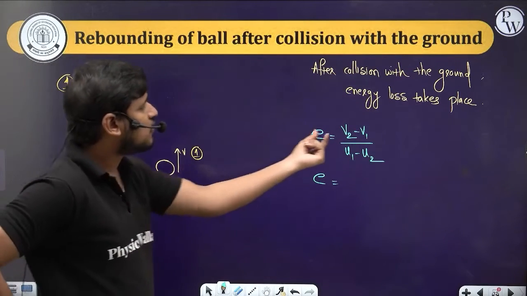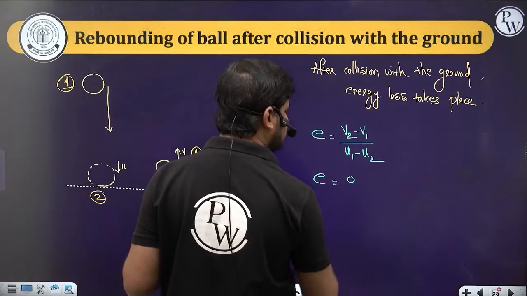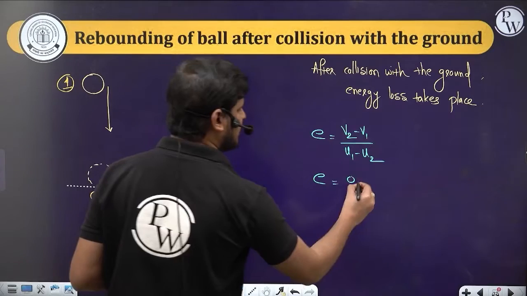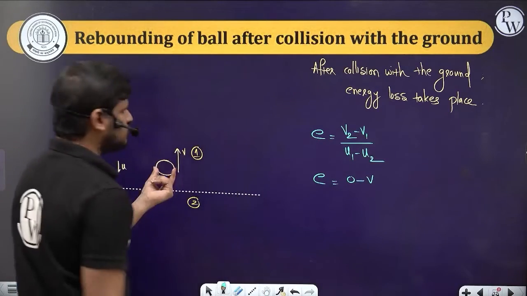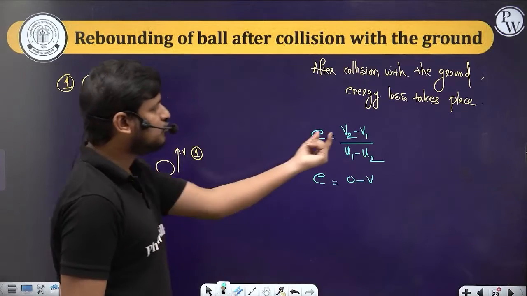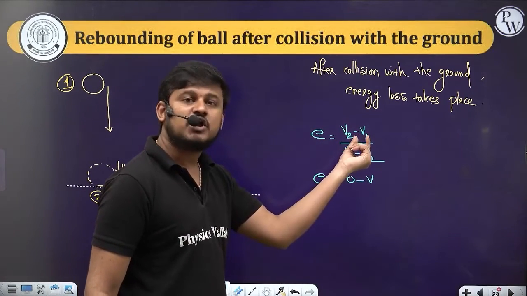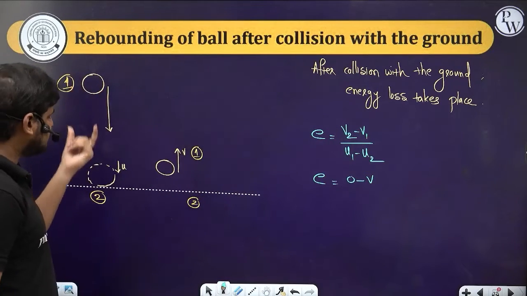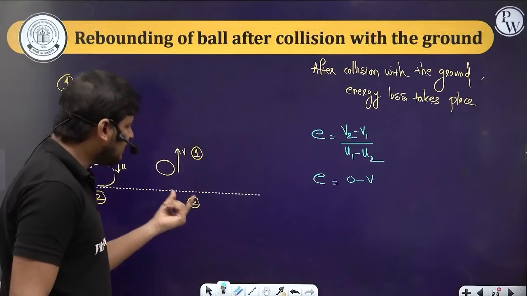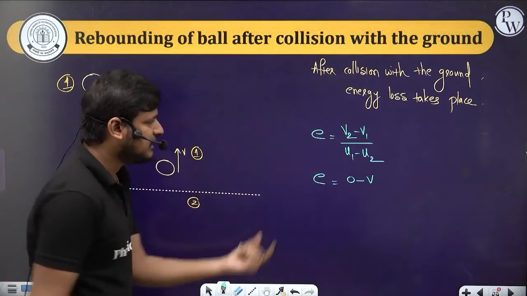What is the ground velocity after the collision? The ground will always be at rest, so the ground velocity after the collision is 0. The ball velocity after the collision I considered v. V2 means the velocity of the second body after collision, and v1 means the velocity of the first body after collision. The first body is the ball, the second body is the ground. So the ground velocity after collision is 0, and the ball velocity after collision is v.